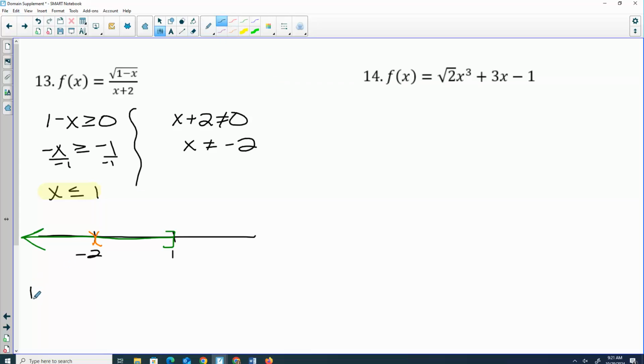So when I put that together, that means my domain, I really wish I had a fly swatter. I can have negative infinity to negative 2, union negative 2 to 1. The 1 gets a bracket because it has the equal to. We took out the negative 2 because it makes the denominator 0. Does everyone understand that one?